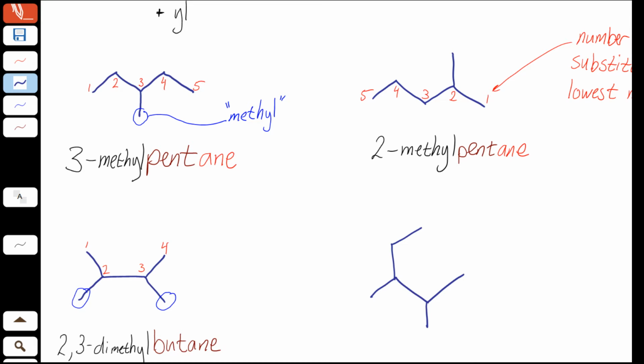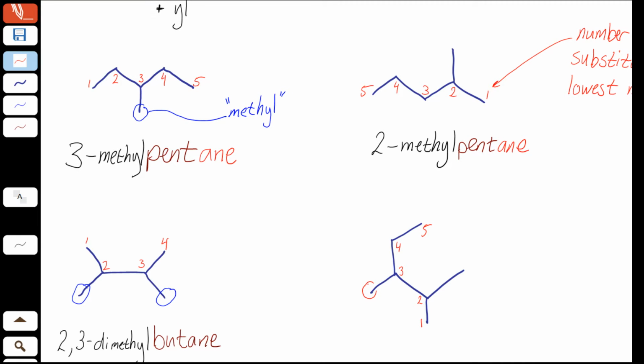Yeah, because we always have to look for the longest continuous chain, which may not be horizontal. So in this case, the correct way to number and name this would be to go 1, 2, 3, 4, 5. Recognize that you have methyl substituents coming off of 2 and 3. And so we would name this 2, 3, dimethylpentane.